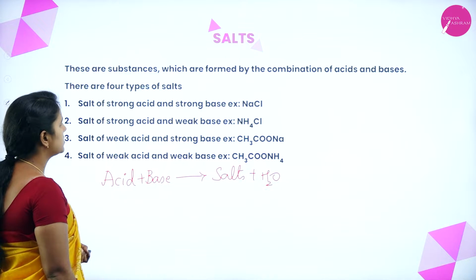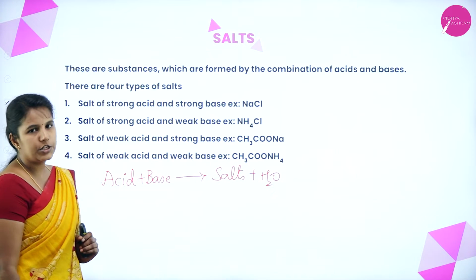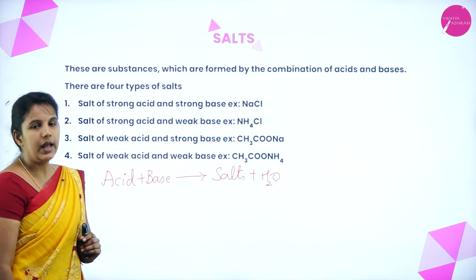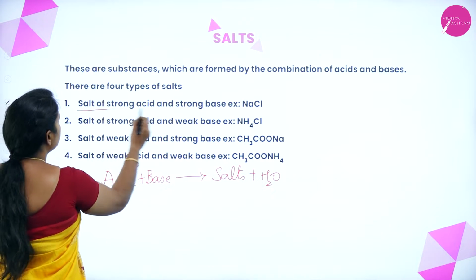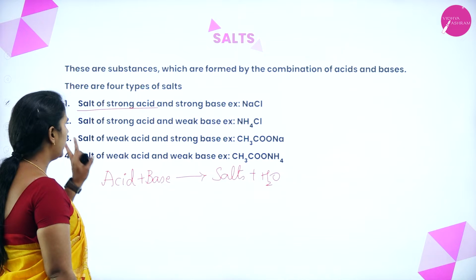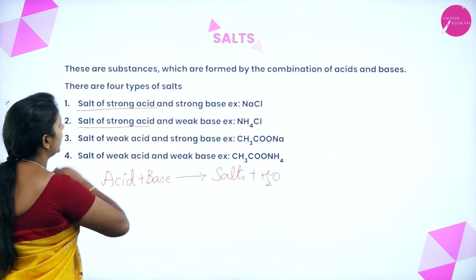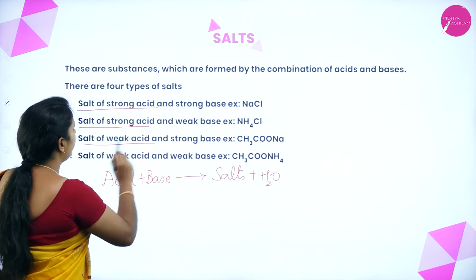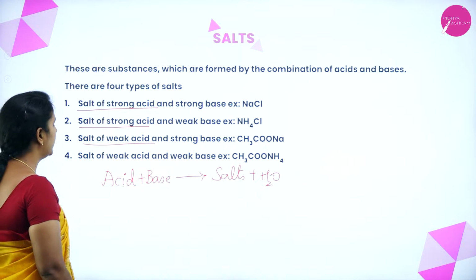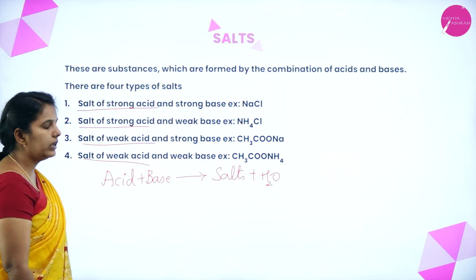Okay, and we call this reaction a neutralization reaction, as salts are the substances which are formed by the combination of acids and bases. And there are only 4 types of salts. One is the salts of strong acids with a strong base, another is the salts of strong acids with a weak base, one more is the salts of weak acids with a strong base, and the salts of weak acids with a weak base.